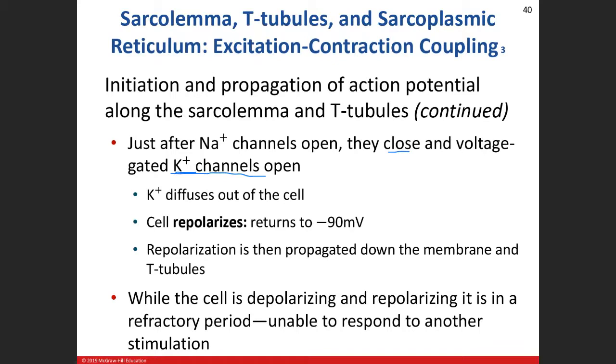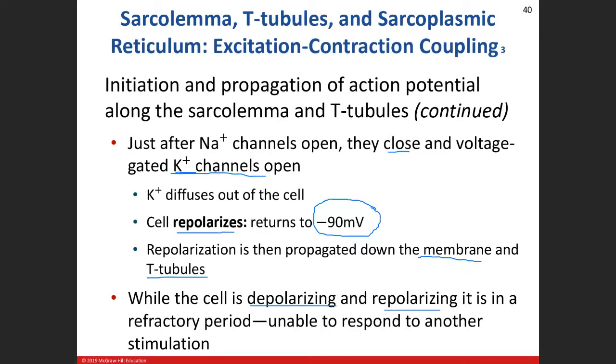Okay, so now it's potassium's turn to do something. Guess what? It leaves the inside of the cell. It takes its positive charge with it, and it causes the cell to repolarize, and it gets us back down to that starting value of negative 90 millivolts. The repolarization occurs the same way that depolarization did. It spreads out all along the sarcolemma and down into the T-tubules. So a cell will first depolarize, then repolarize.